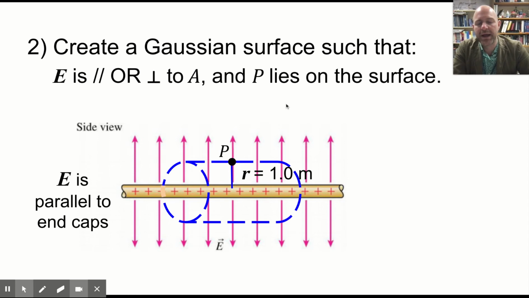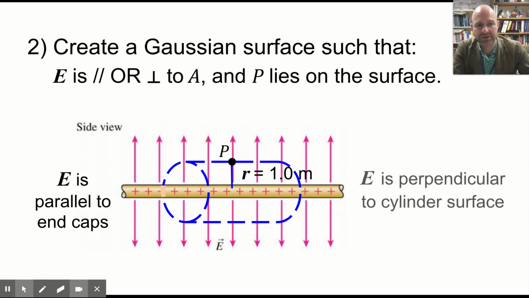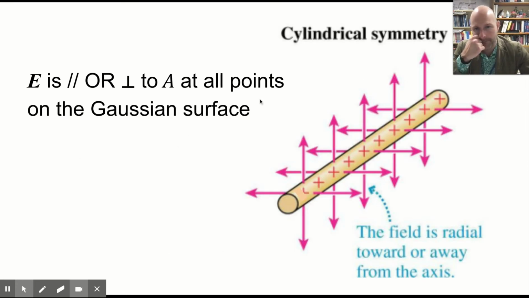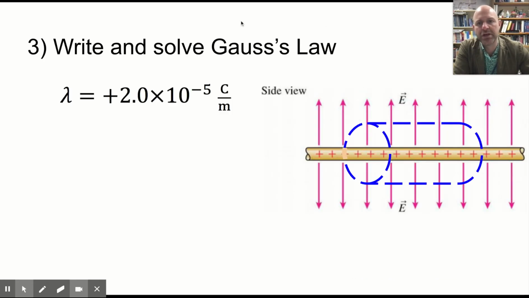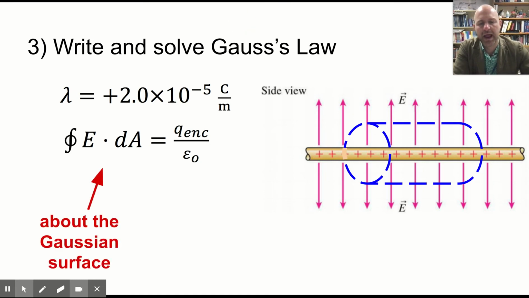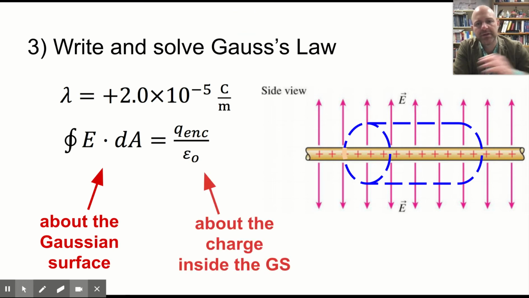The electric field is parallel to the end caps, which means it is perpendicular to the area vector, and it's perpendicular to the cylinder surface, which means it is parallel to the area vector, which is exactly what we want, right? So because it's cylindrically symmetric, and it's either parallel or perpendicular to the surface at all points, we can do useful things, right? We know that lambda multiplied by the length will tell us the Q enclosed, and we can use the Gaussian surface to answer the left-hand side of the equation.